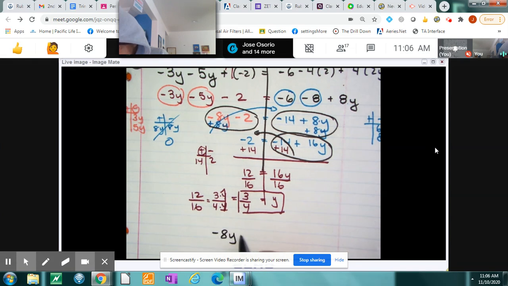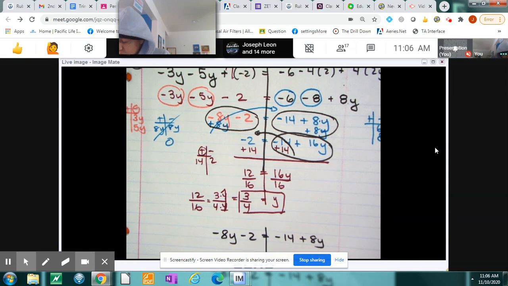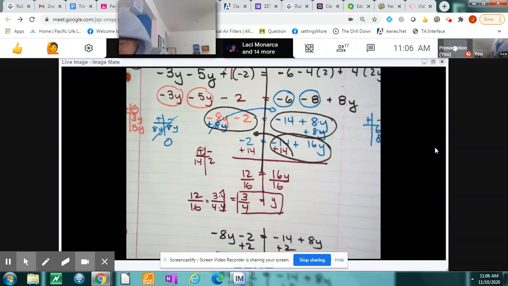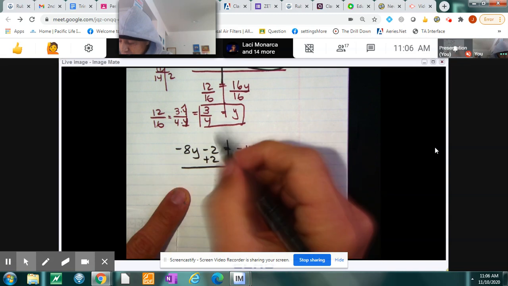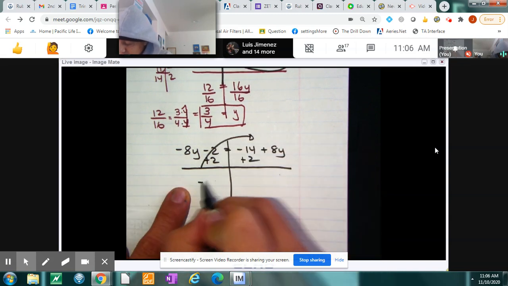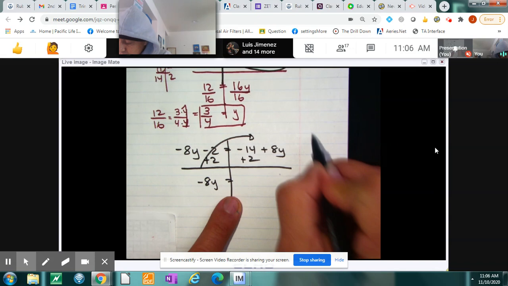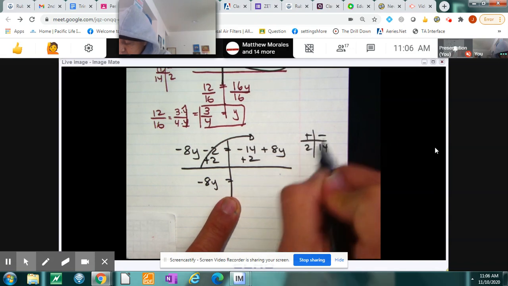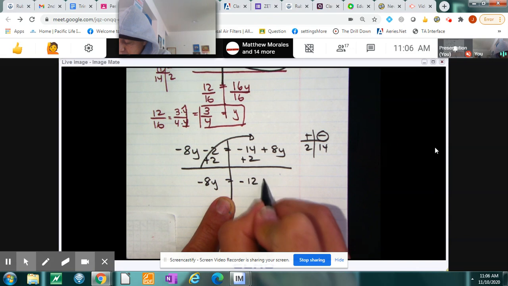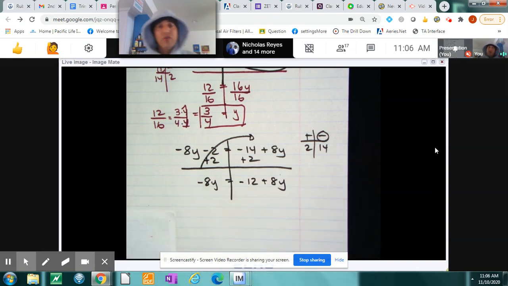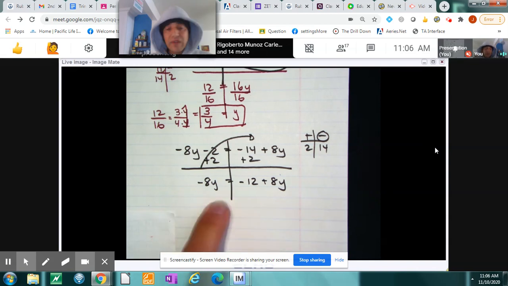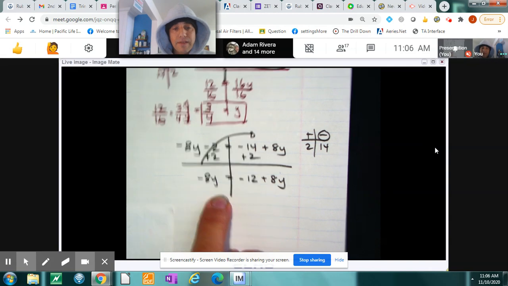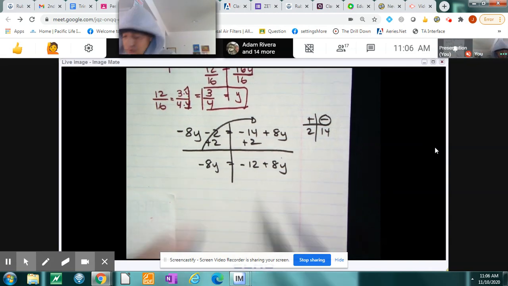Negative 8y minus 2 equals negative 14 plus 8y. She did plus 2 on both sides. That's what she did, and that's fine, right? So that's going to be negative 8y equals, when you do your t-chart, negative 12 plus 8y. Now what did you do, Desiree? Now a lot of kids get stuck here.